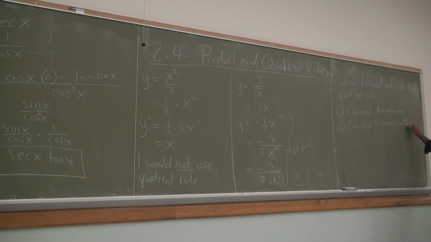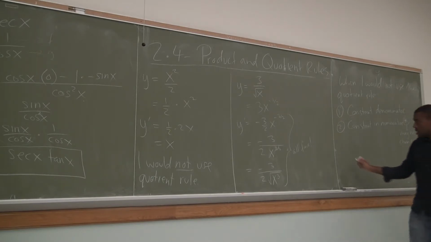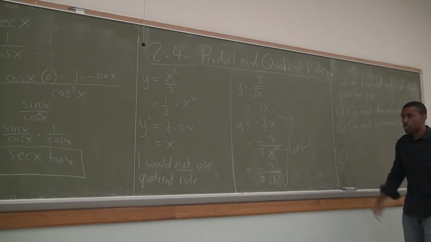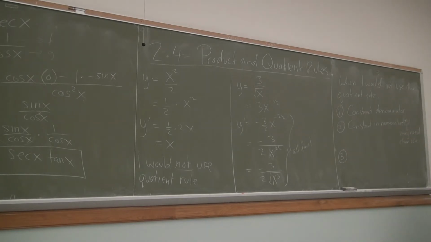And the star means you may need the chain rule, which is the next section. When we get there, we'll do more examples where I can show you that.